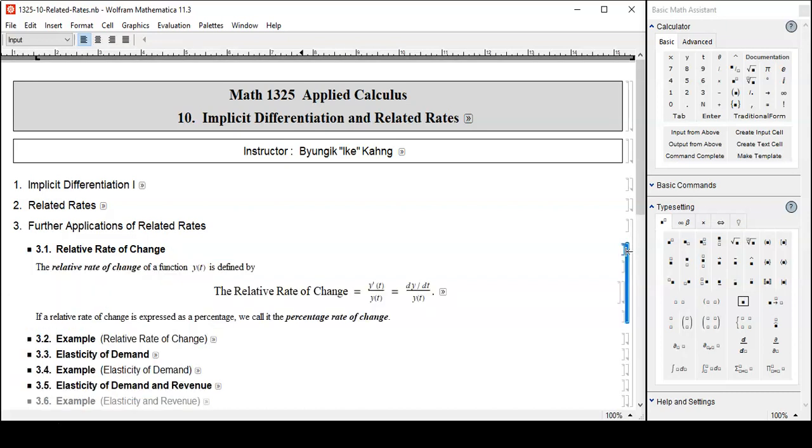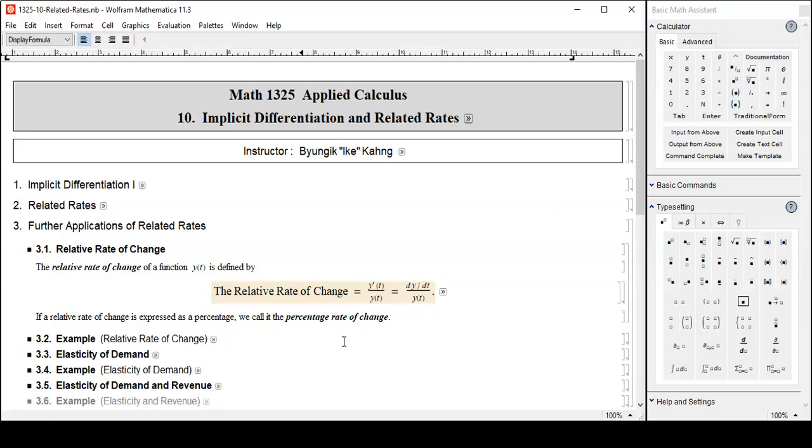Suppose that we have a certain quantity y that changes with time so that it can be represented as a function of time t. In this case, y of t. Then, the relative rate of change of y is defined as y prime over y. That is, the rate of change with respect to time over the current status. Now, frequently, the relative rate of change is expressed in terms of percentage, the percentage of the current status. In that case, we call it the percentage rate of change.